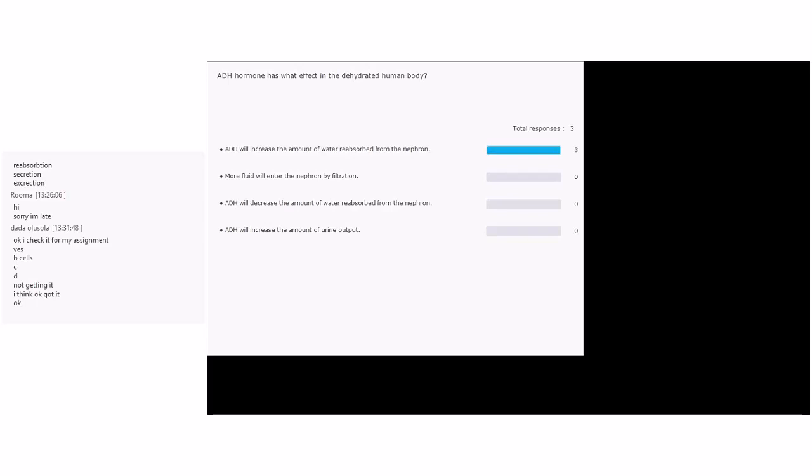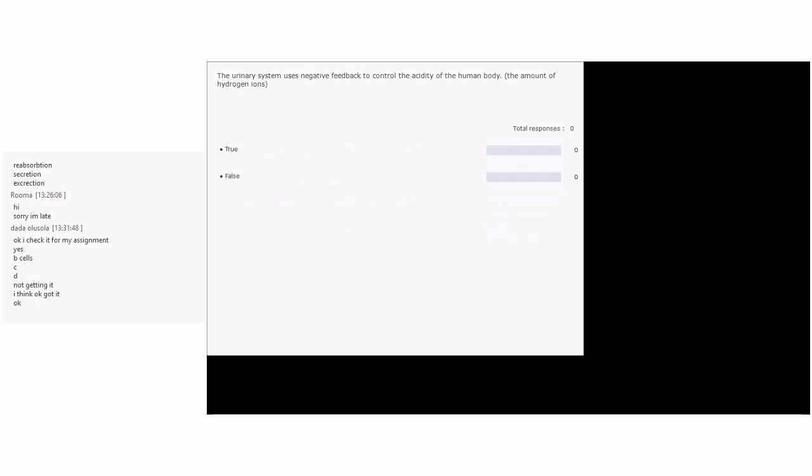I thought I had one more, and I do have one more. The urinary system. What is ADH? That's the antidiuretic hormone.